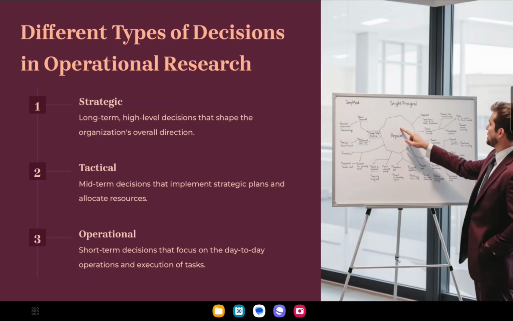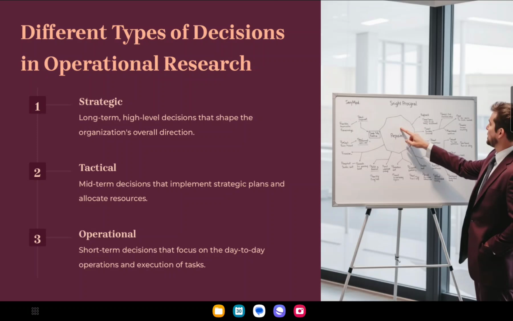So now we are going to discuss the different types of decisions in operational research. Starting with strategic decisions. These are basically the long-term decisions that shape an organization's overall direction. For instance, deciding to expand into international markets is a strategic decision.